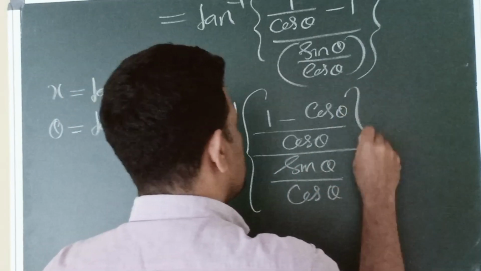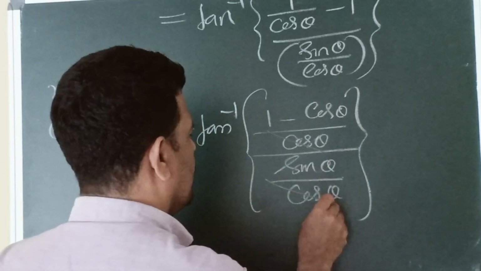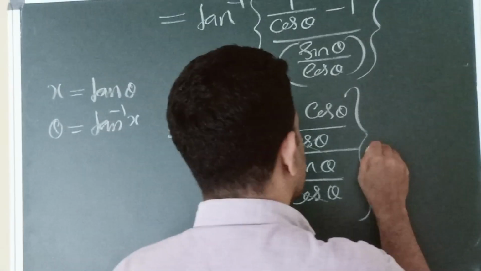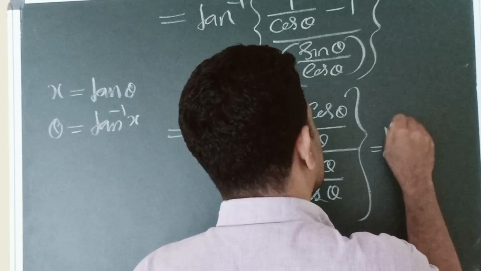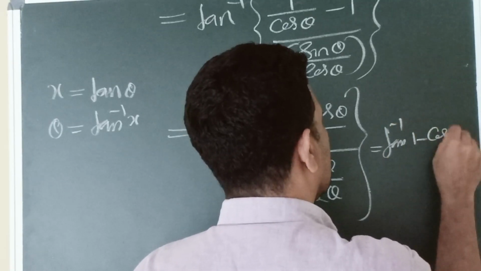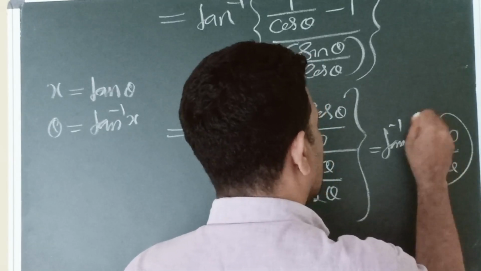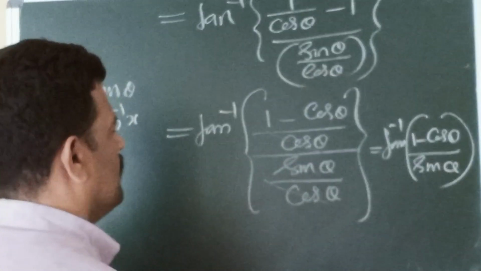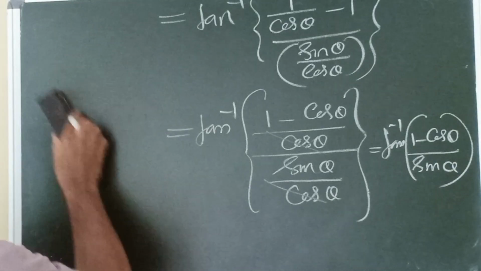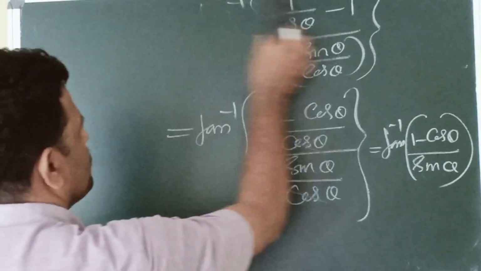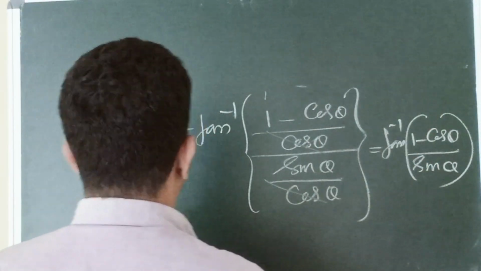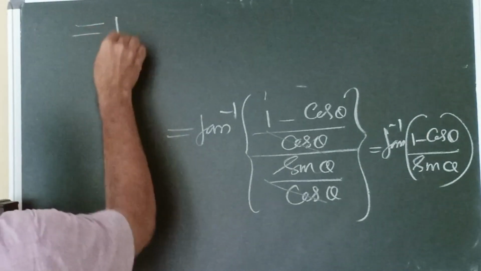Now, this cos theta and cos theta cancel. It becomes tan inverse 1 minus cos theta by sin theta. We get it? 1 minus cos theta by sin theta. That we can write like this.